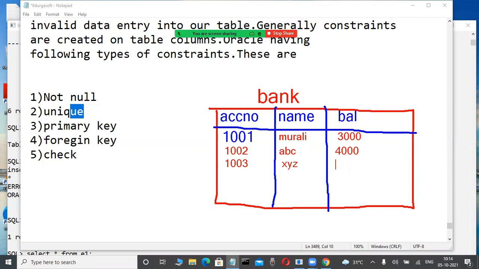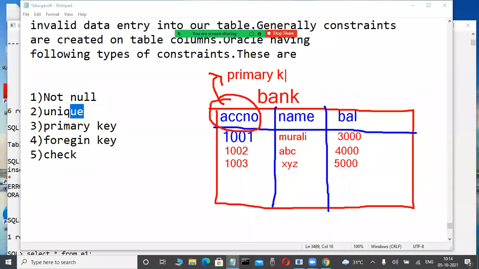Slowly observe here. Actually, in these types of banking tables, account number, they are declaring as what? A primary key. So now here, primary key. Account number, they are declaring as a primary key. Don't write it. Observe here. What is that? That one I will tell you.